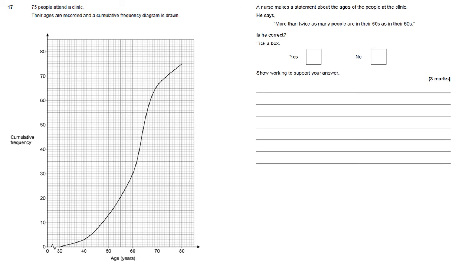So the first thing we need to do is to get some values from our cumulative frequency diagram, remembering that because it's cumulative frequency, if we take a value off here, this is going to tell us how many people are at that age and below. So if we want to work out how many people are in their 50s, we're going to start by working out where 50 is on the graph. So drawing up from 50 and across, we can see that we get a value of 13. So this means there are 13 people of 50 years or younger.